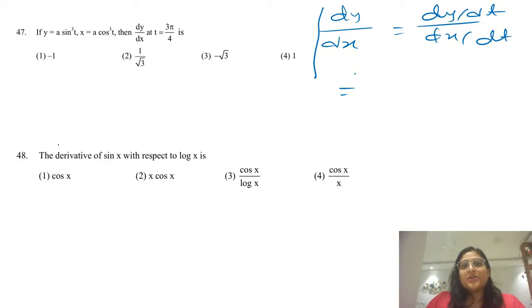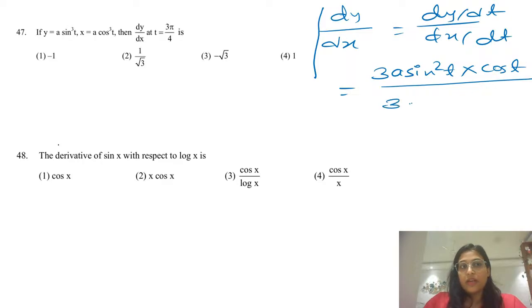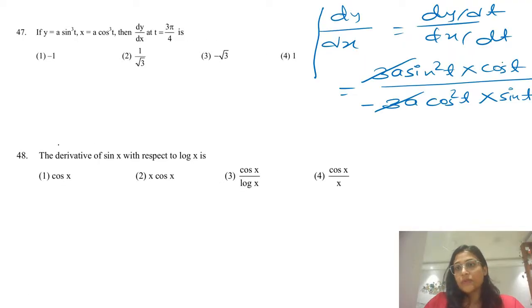So let's differentiate first the y. It is nothing but 3a sine square t into the differentiation of sine t, which is cos t. This is whole divided by 3a cos square t into minus sine t, because the differentiation of cos t is minus sine t. 3a cancels out. We can cancel out one cos t and one sine. So what is left here? It is sine t divided by cos t, that is minus tan t.